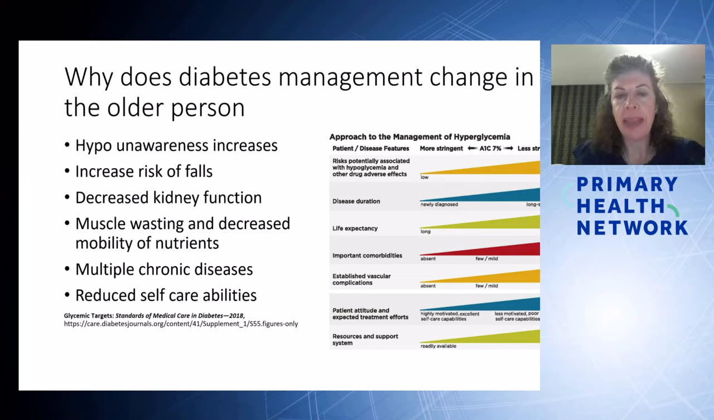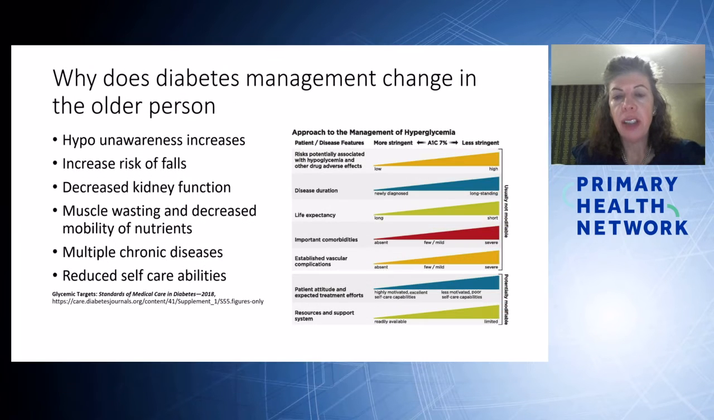So why does diabetes management change in the older person? As we become older and we've had diabetes for a long time, so people may have had diabetes for 20 or 30 years or longer, hypo unawareness increases, which increases the risk of falls. Also, decreased kidney function means there's a longer half-life of medications, so increased risk of low glucose events. As we become older, so after the age of 30, our muscles start decreasing. So less muscle means less need for glucose, and so higher blood glucose levels, but also our gut motility decreases. We reduce our absorption of nutrients, so also we have different effects on our glucose levels.